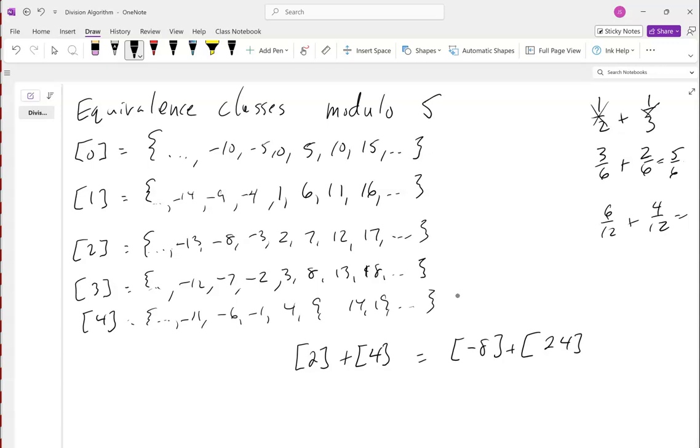Okay. If it's going to be well defined, if it matters how you pick the representative for the answer, then this addition is not going to be well defined. Does that make sense?